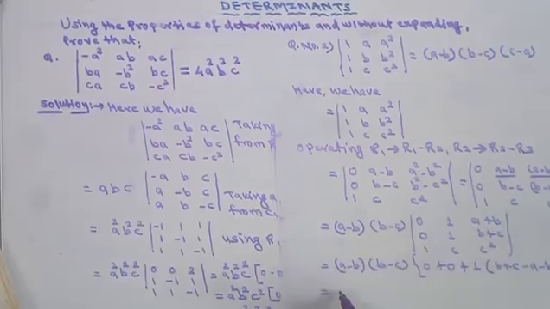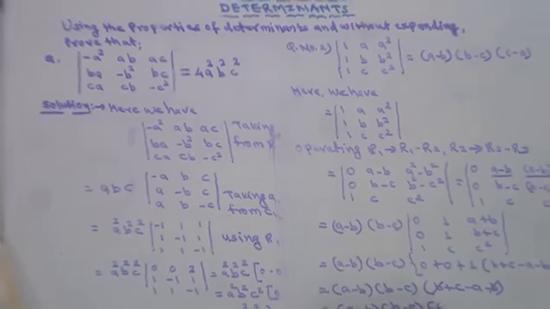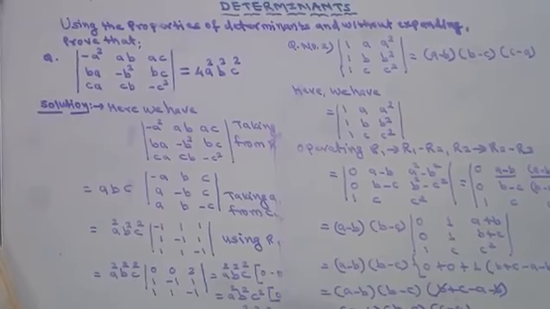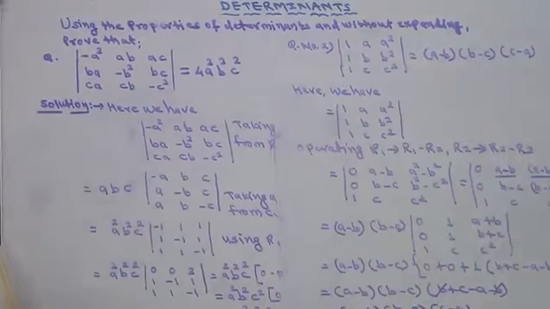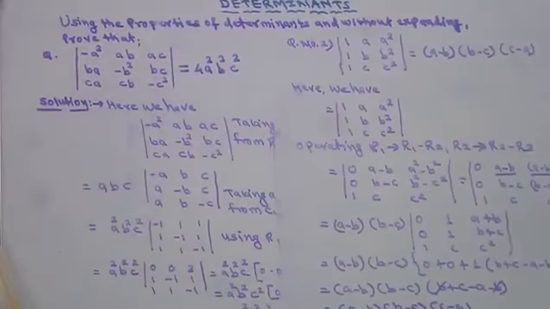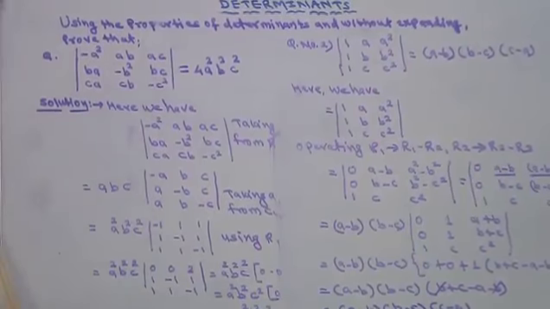So that is (a − b)(b − c). In the bracket, this is b + c − a − b. So here, plus b and minus b get cancelled, and this is c − a. So that is (a − b)(b − c)(c − a), which is the right hand side. In this way we can prove the value of this determinant is equal to (a − b)(b − c)(c − a).